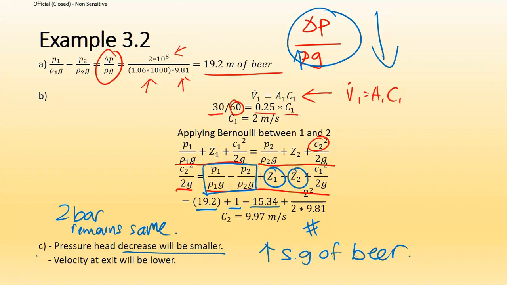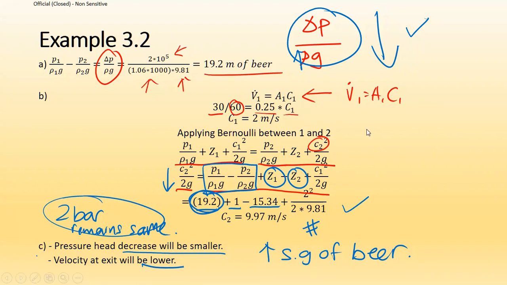Using the same assumption, if my pressure head decreases, since my pressure head was inserted here, 19.2 previously, if this pressure head drops, meaning to say my C2 will also drop. Take note, this is under the assumption that the pressure head remains the same, 2 bar drop. So if my density increases, my pressure head drops, and the velocity will also drop.